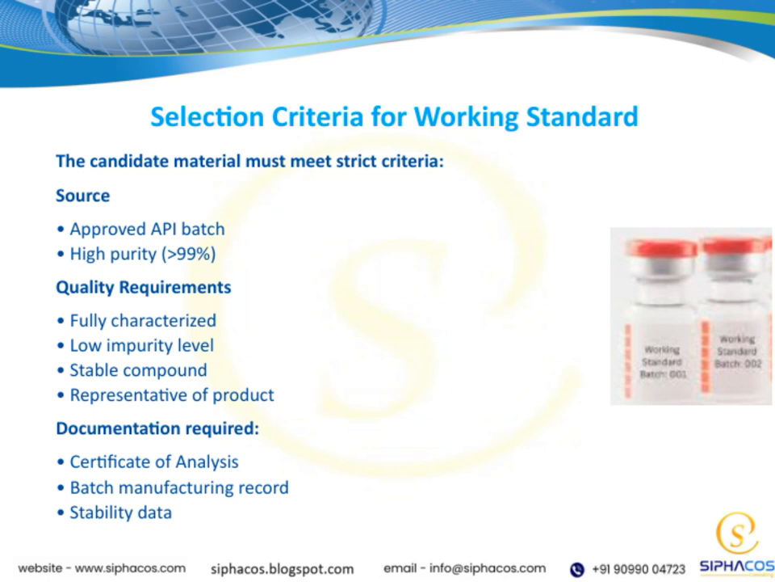In terms of documentation, we require a certificate of analysis, which certifies the material's properties and purity. The batch manufacturing record is also essential, providing detailed manufacturing data and stability data that confirms the material's long-term stability. Altogether, these criteria ensure that our working standards are dependable, traceable, and suitable for precise analytical work, which is fundamental to maintaining quality and consistency throughout our process.